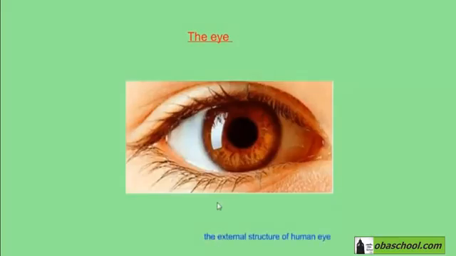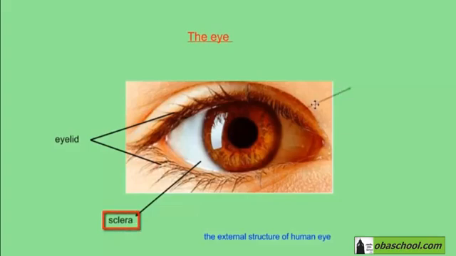This is the external structure of the human eye. The outer part of the eye contains the eyelid, which has eyelashes on it, and it protects the eye from any harm that can come from the outside world. This white part is called the sclera. This part that is colored is called the iris, and this black hole on the inside is called the pupil, and this is the external structure of the eye.